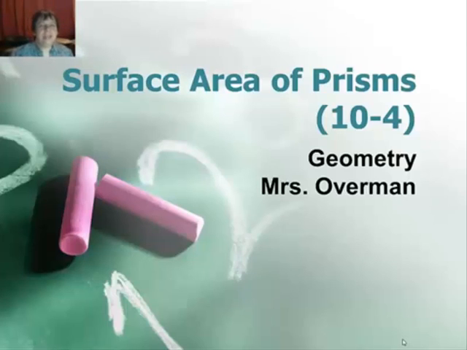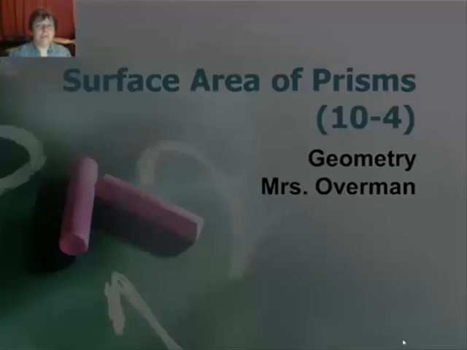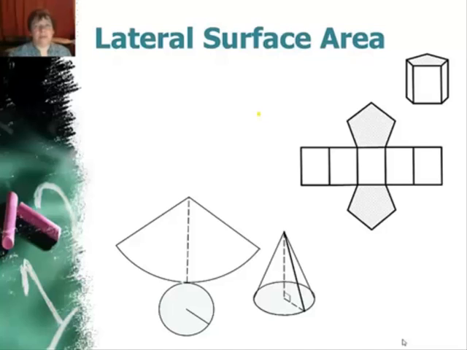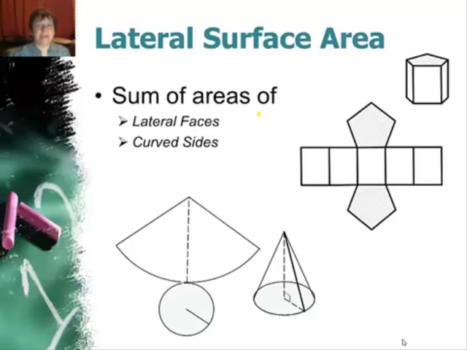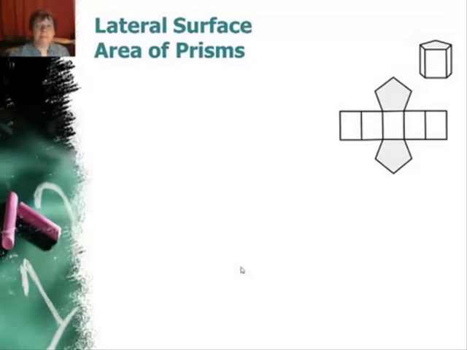We'll start our lesson today on surface areas, lateral surface areas, by talking about the surface area of prisms. So first of all, what is lateral surface area? Well, lateral, remember, is the side, what goes around, not the bases, but the lateral faces if they're polygons, or the curved sides if they're not polygons. So here you can see it's one lateral face, another lateral face, and another lateral face. So it's what goes around the side of the solid.